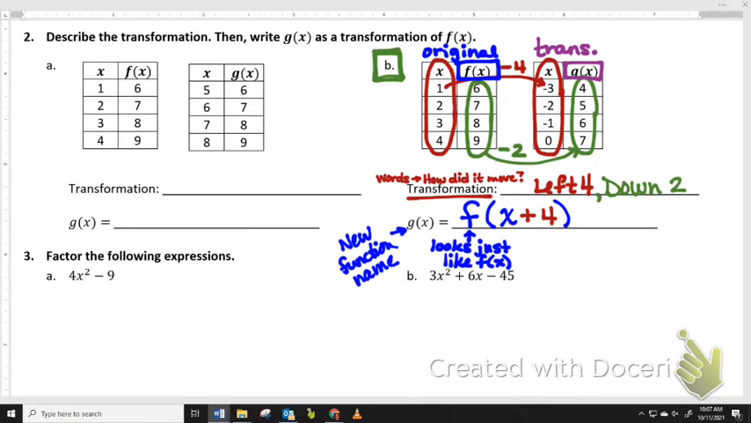Okay, so it looks just like f of x, but it is left 4. Did it move at all other than left 4? Down 2. So what would I have after the parentheses? Minus 2.